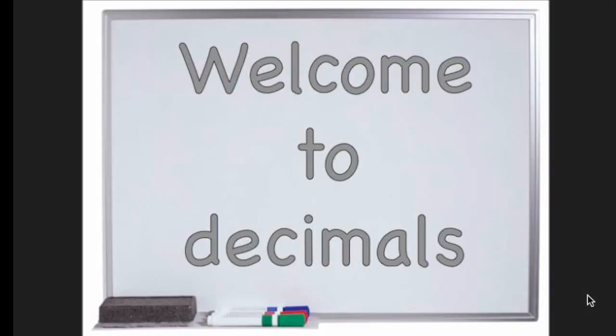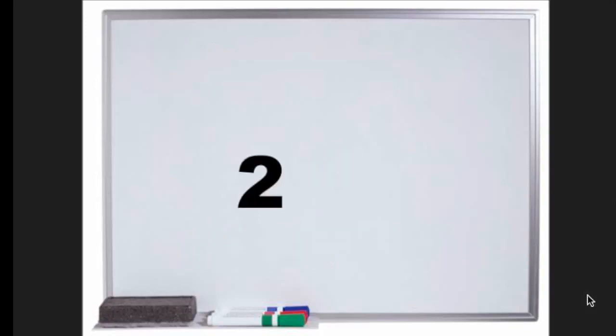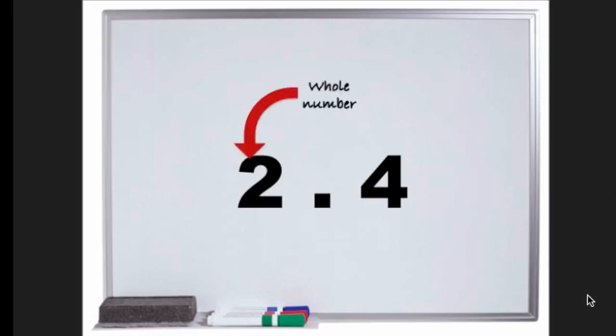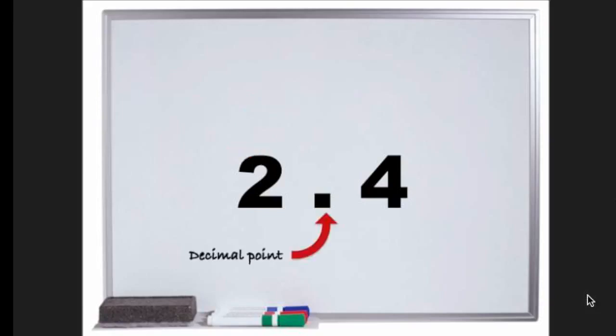Welcome to decimals. We're used to seeing numbers like this, but what about this? This dot here shows us that this number is not 24. This is our whole number, or our unit. We have 2 units. This is called a decimal point. And this is how many tenths we have.